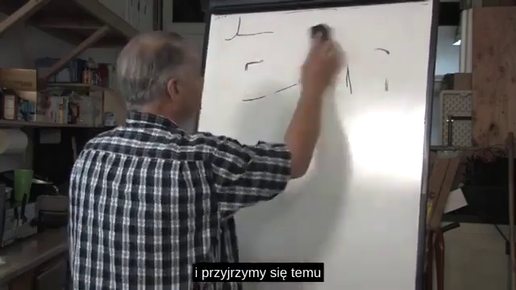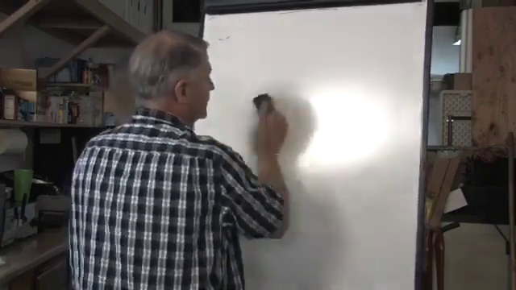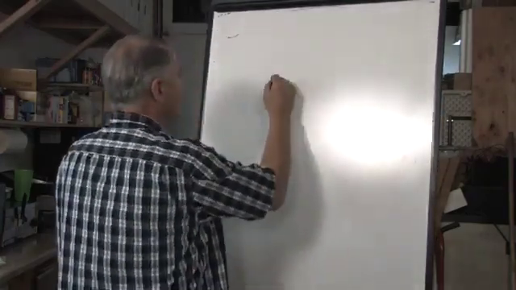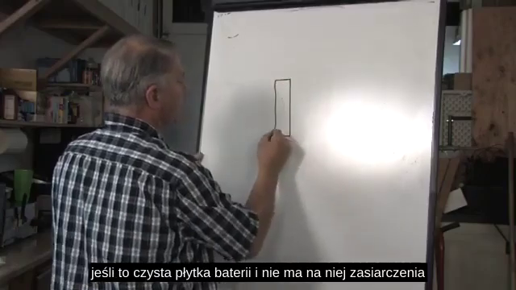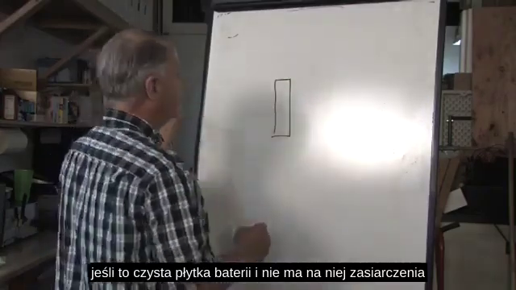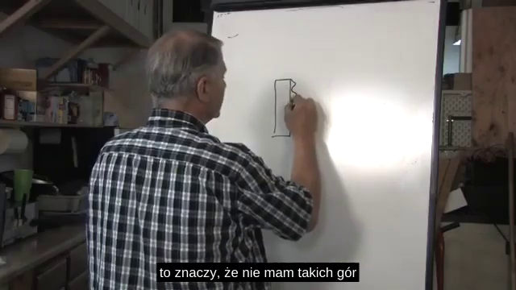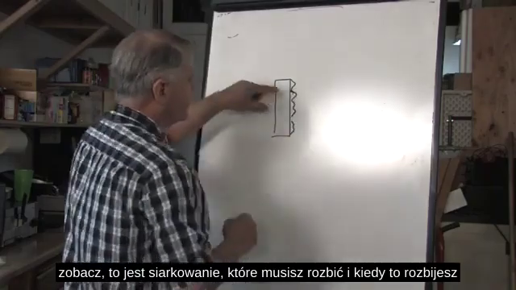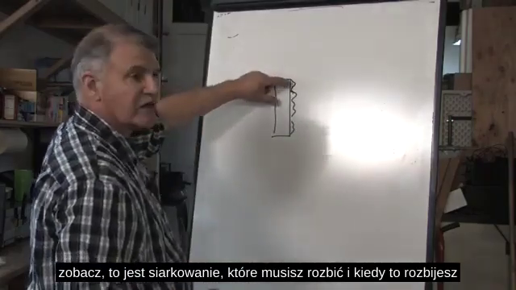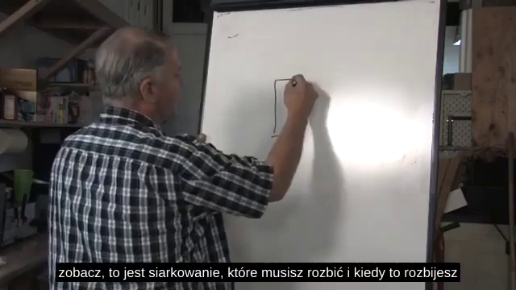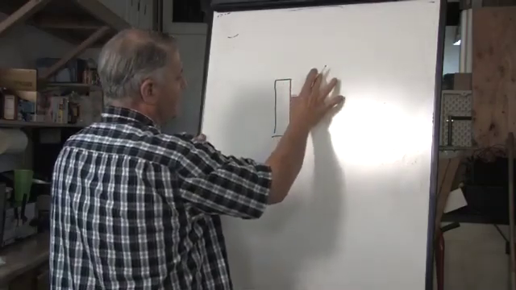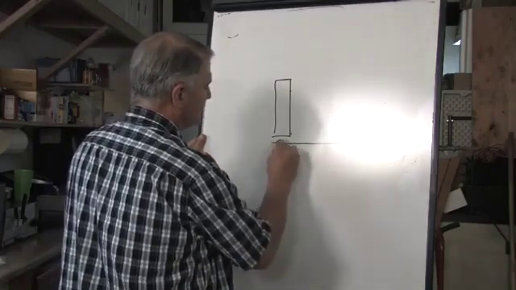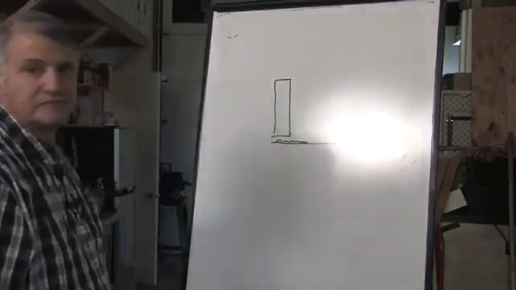We'll look at a side view here. Let me just move this a little bit. If this is a clean battery plate and I have no sulfation on it, that means I have no mountains like this. See? And this is a sulfation that you have to break up. And when you break this up, it comes off the plates and falls to the bottom tray.